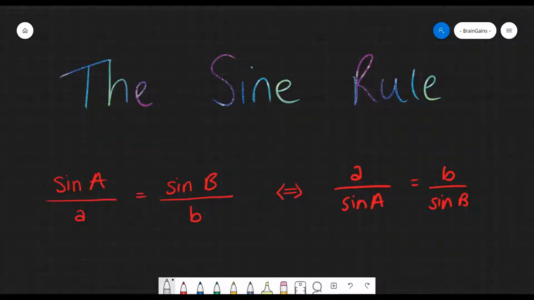Here, we will be covering what the sine rule is and when and how it can be used. So the first thing to know is that the sine rule can be used under certain conditions to find the length of a side or an angle of a triangle.